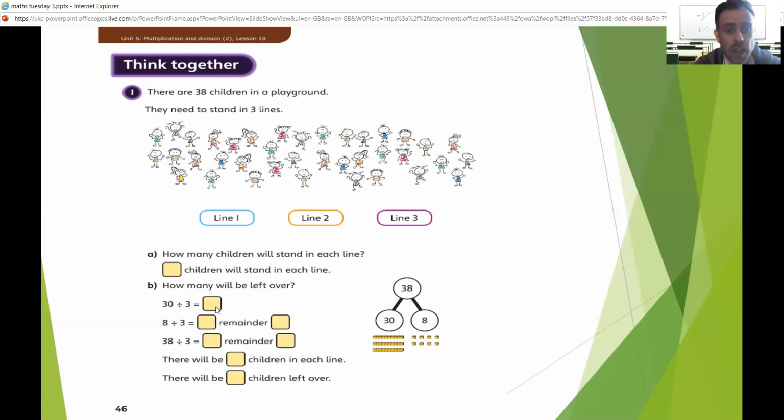Next thing you need to do is add these two together. So we had a 10 and a 2. So it must be 12. Remainder, that stays the same. There was 2 left over. So 12, remainder 2. So there will be 12 children in each line, and there will be 2 children left over. Okay, and that way we can go back up to A as well, and we can say 12 children will stand in each line.